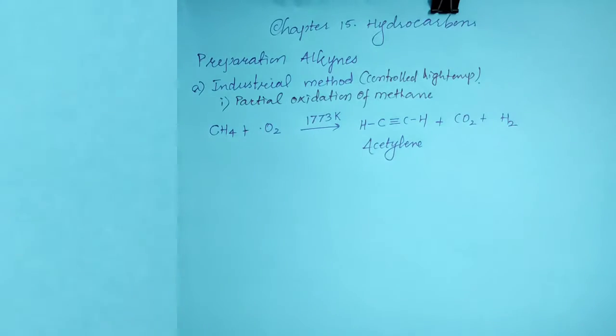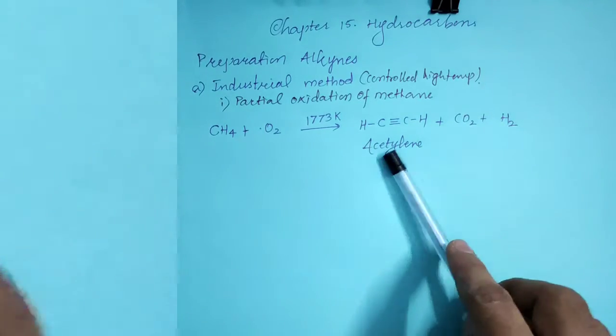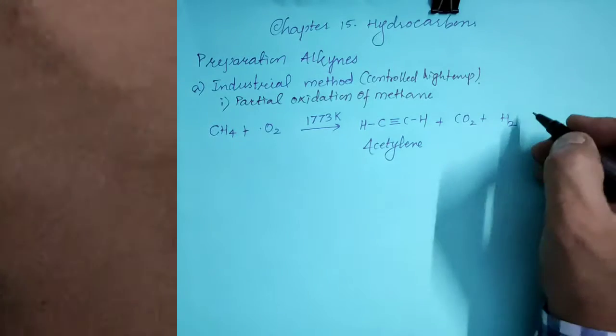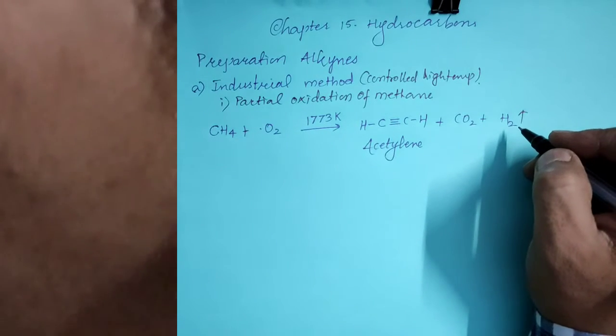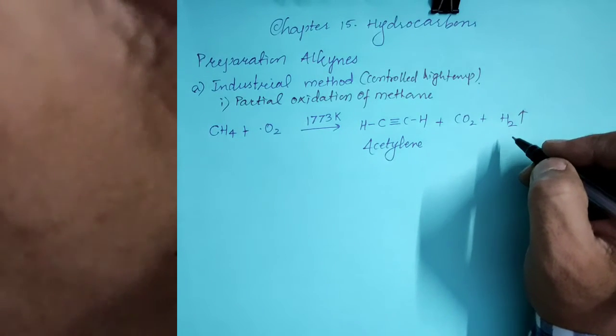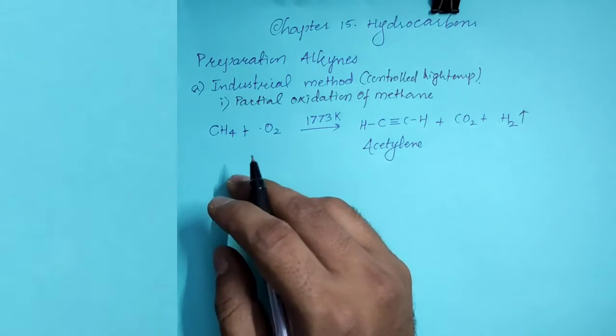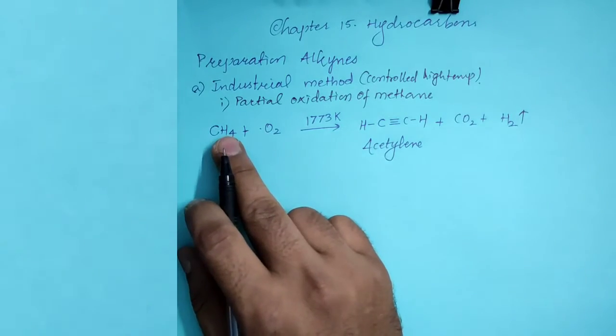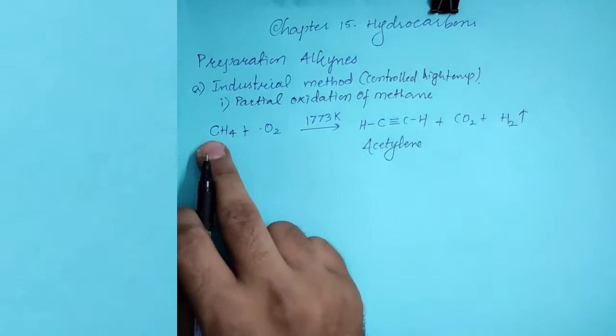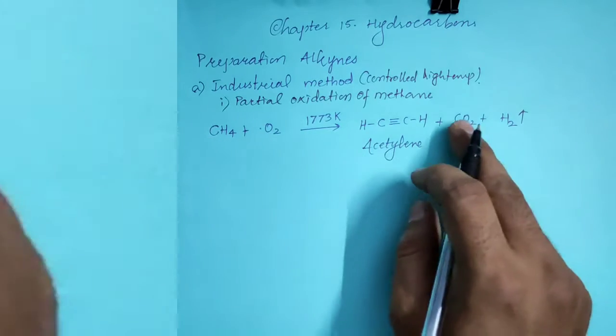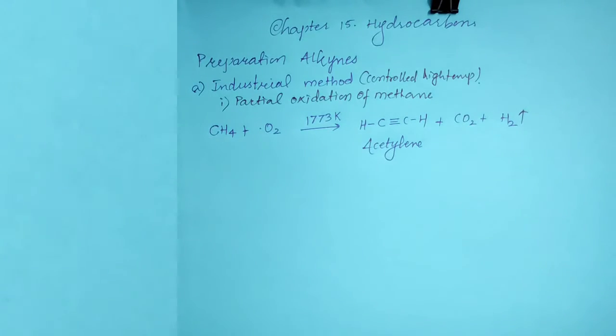Complete combustion of methane gives you carbon dioxide and water, but incomplete combustion gives you acetylene, carbon dioxide and H2 gas. The reaction as written is not balanced: hydrogen is 4, 2 and 2, 4, carbon is 2 but carbon is 3 over here. That is why we have to balance, and some of the balancing you have to remember by heart.